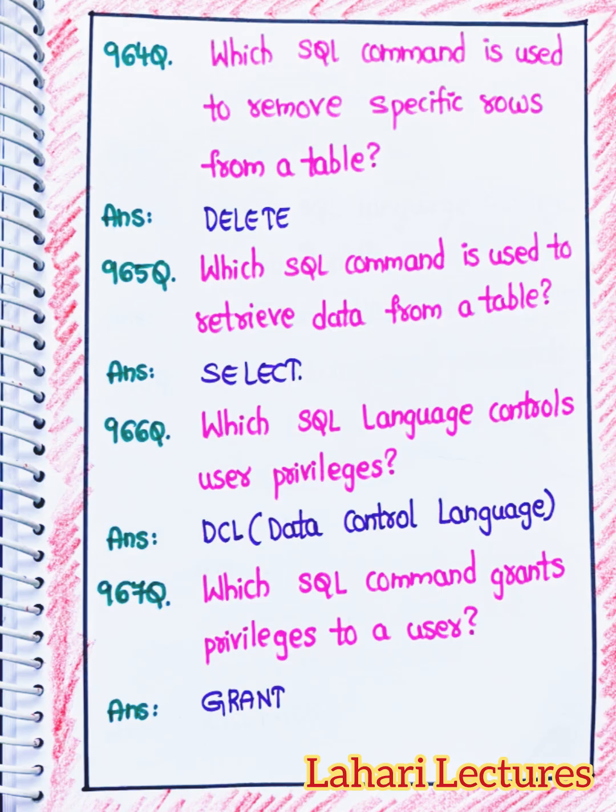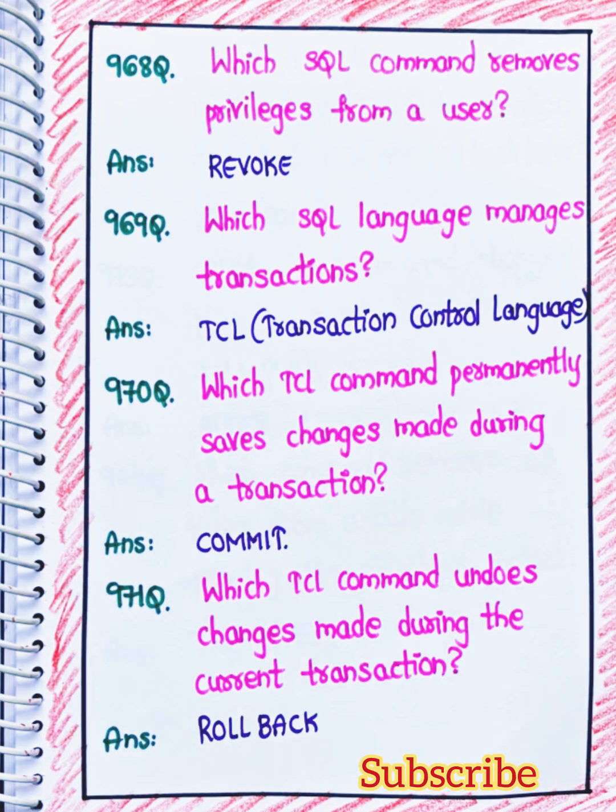Which command is used to retrieve data from a table? Select command is used to retrieve data from a table. Which SQL language controls user privileges? DCL, Data Control Language. Which SQL command grants privileges to a user? Grant command grants privileges to a user. Which SQL command removes privileges from a user? Revoke command removes privileges from a user.